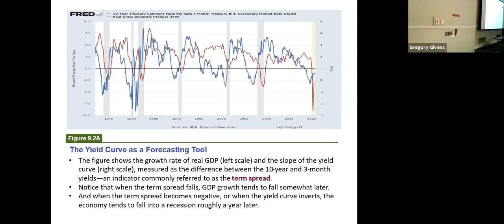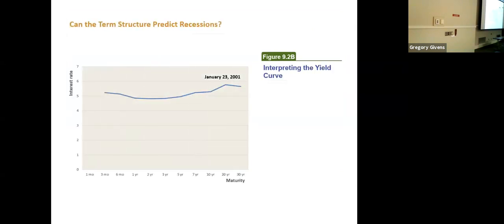So here, I'm going to pick out the 2001 recession. This so-called dot-com bubble led to a small recession in 2001. On January 23rd, 2001, this is what the yield curve looked like, okay? And you see here that it is slightly inverted, all right? So the interest rates on 3-month Treasury bills were a little above 5%. The interest rate on the 3-year Treasury note was a bit under 5%, okay?